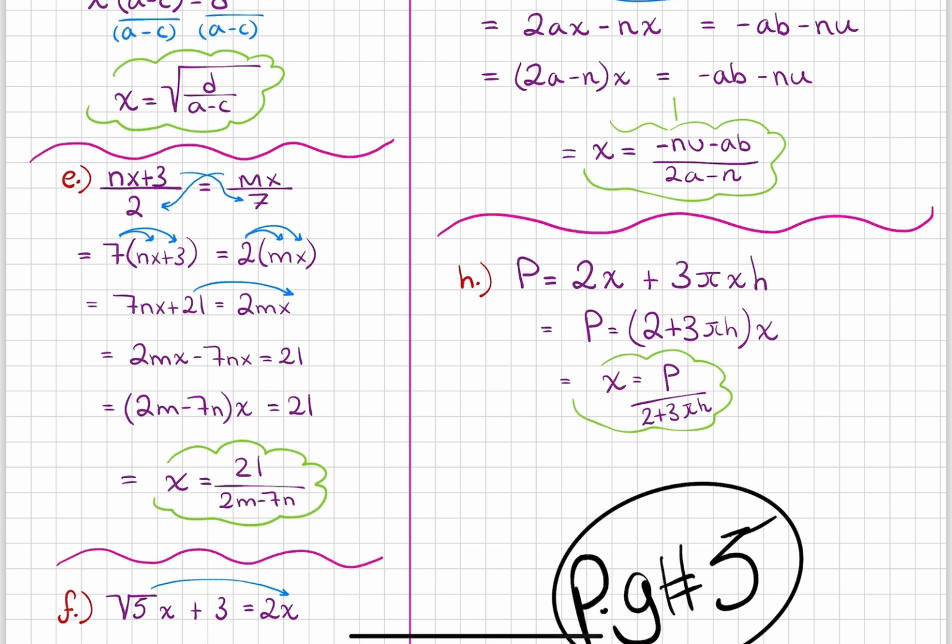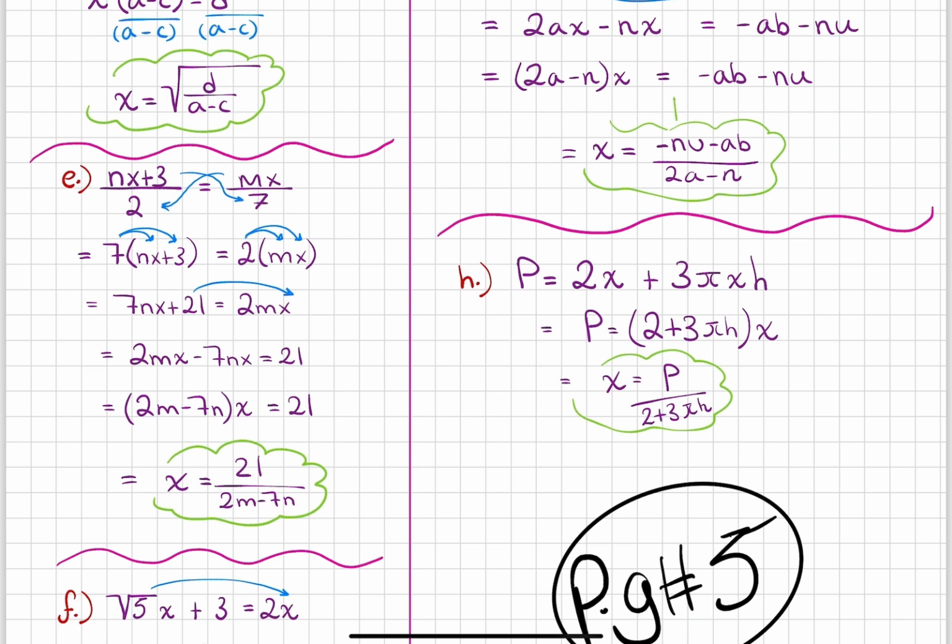Now using the distributive property, multiply the outer number by the terms inside the brackets. 7 times (nx + 3) is going to be 7nx + 21, equal to 2mx. From here, combine like terms. 2mx - 7nx is equal to 21. We put all the terms with a variable on one side and all the individual numbers on the other side.